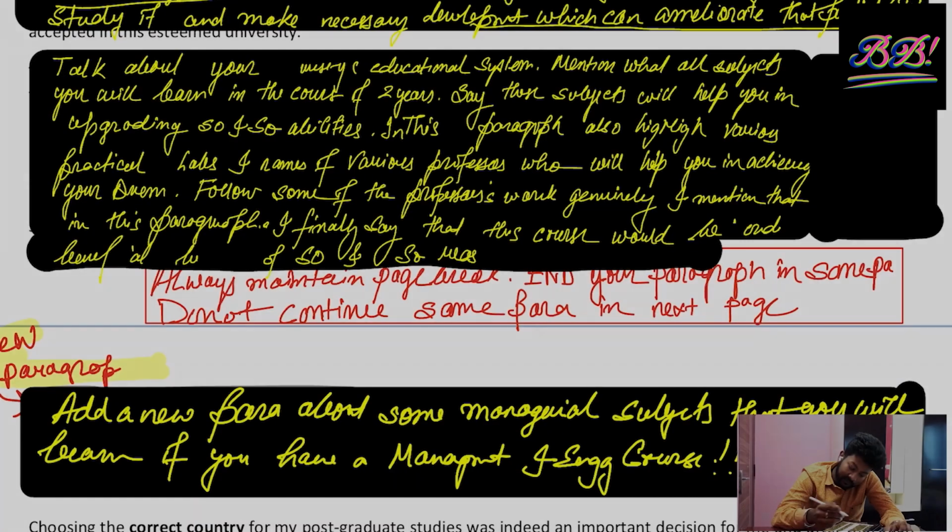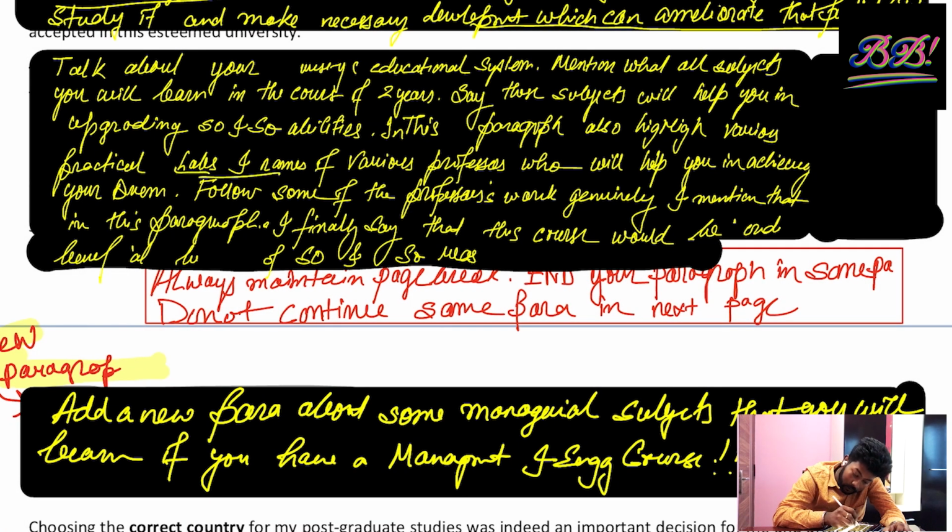So in this way, what will happen is the university and the VFS committee both will understand that you have researched enough about the course and where you are going and what your final aims will be. So that is the main thing.